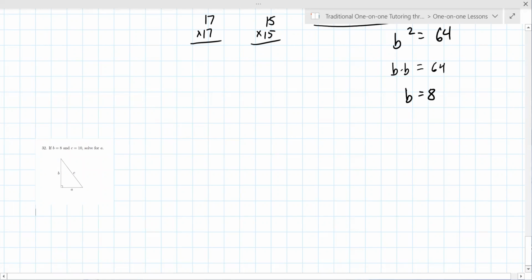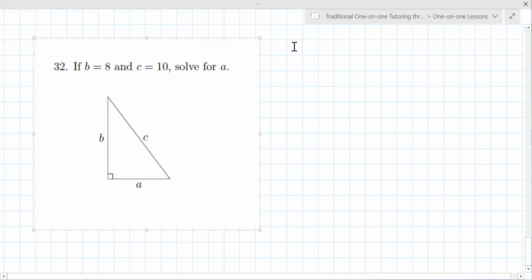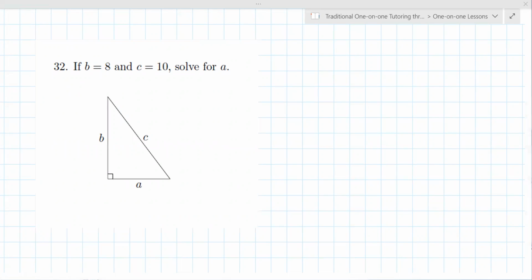So again, in all of these problems, I'm giving you 2 of the 3 sides. So here I'm giving you b is 8, and c is 10, and I'm going to solve for a. And what is the equation that we've been using over and over again? I need you to tell me the equation.